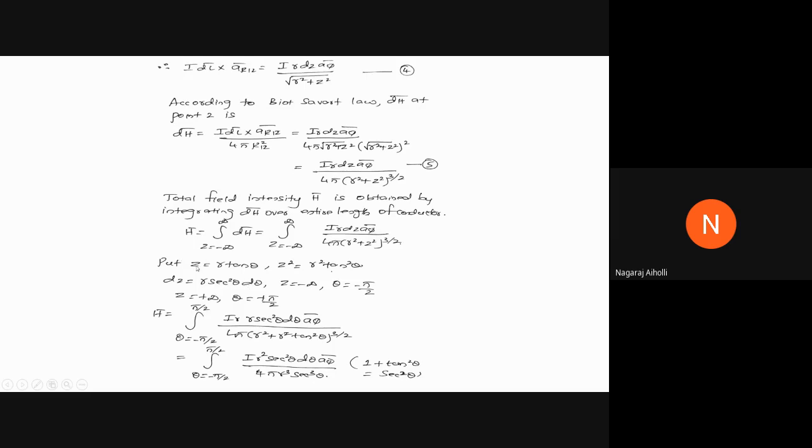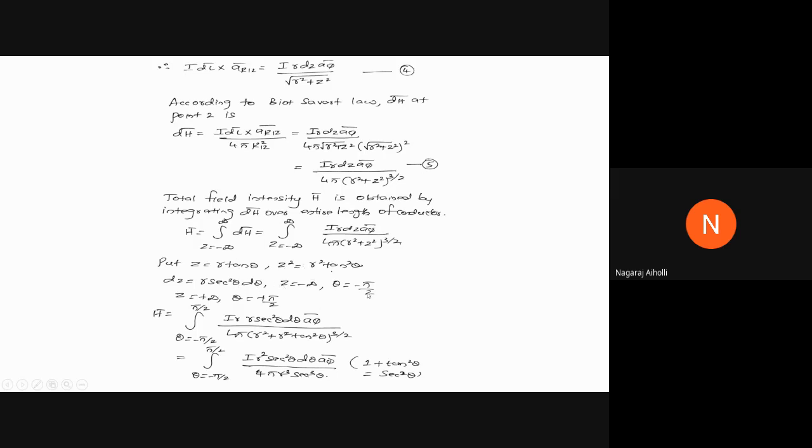Z is equal to R tan theta. Therefore, Z square will be equal to R square tan square theta. If I differentiate this Z, dz will be equal to R secant square theta d theta. Correct? Then put Z equal to minus infinity, the lower limit.